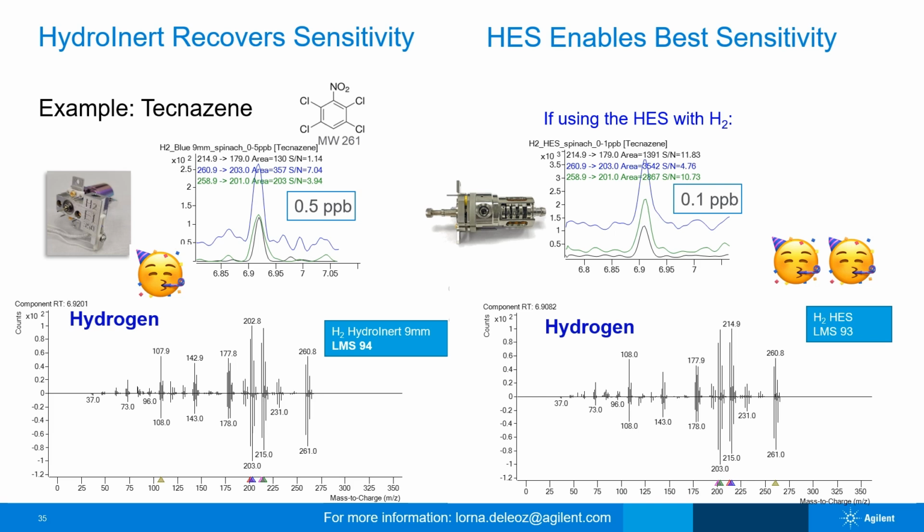The hydro-inert source provides sensitivity that is sufficient to meet the established MRLs. The difference between the two is the loading limit. With the hydro-inert source, the highest calibration point or the loading capacity is higher, so we can calibrate up to 10 ppm for compounds. With the high efficiency source, we enable higher sensitivity, but the loading capacity is lower. So a typical calibration curve is up to 500 ppb to 1 ppm.